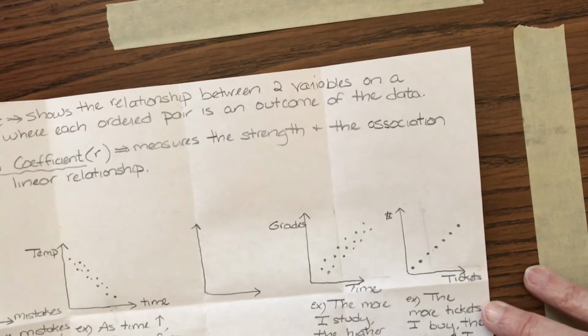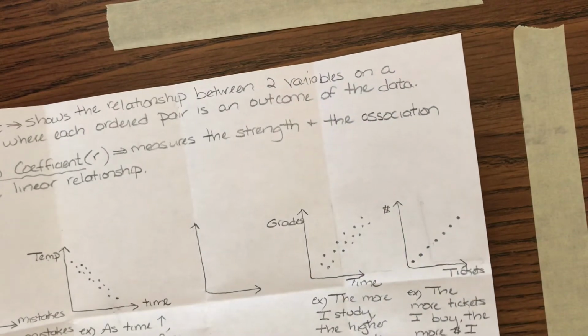Perfectly linear. I buy 1 ticket, it's $5. 2 tickets, it's 10. 3 tickets, it's 15. So it's going to be perfectly linear.